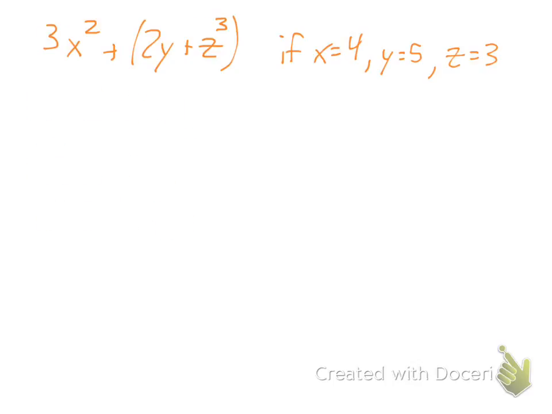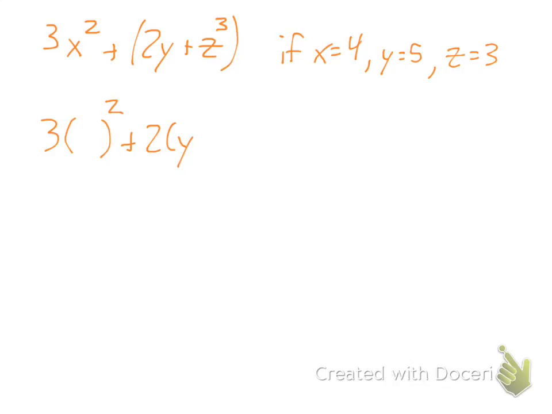So let's evaluate 3x squared plus the quantity 2y plus z to the third power, in parentheses, if x equals 4, y equals 5, and z equals 3. So on this one, we are going to do what first? The first thing we will do is sub in. And when I go to sub in, look what I'm going to do.